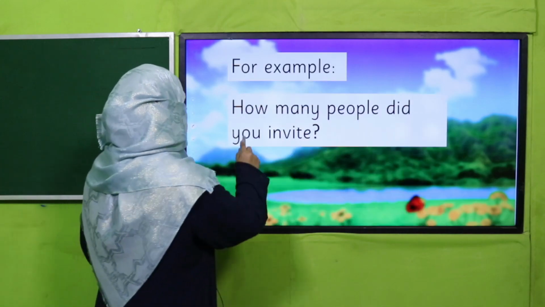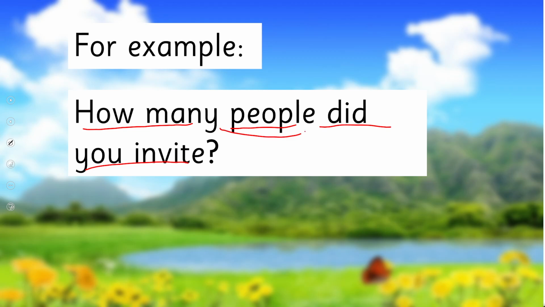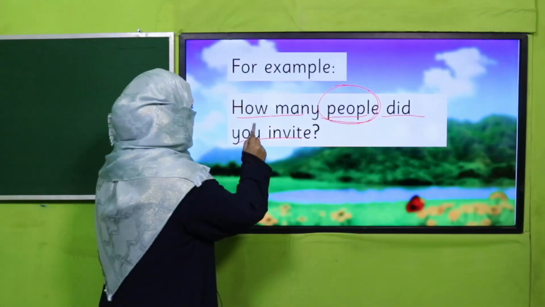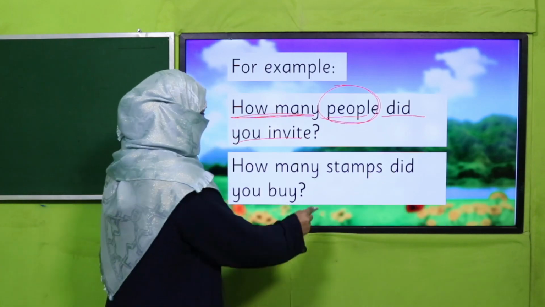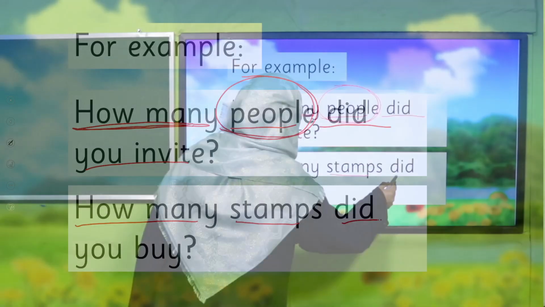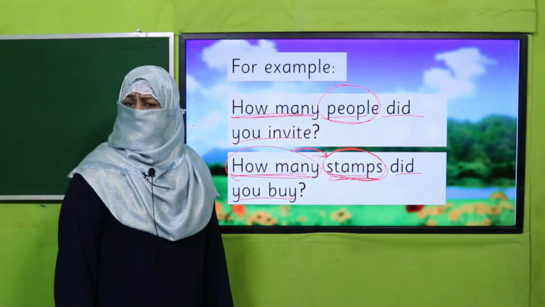More examples are, how many people did you invite? Now, people means persons. We can count. That's why I'm writing it with how many. Likewise, how many stamps did you buy? Stamps, we can count and I want to inquire about them. That's why I say how many stamps. So, how many is referring to a countable noun. Do you understand the concept?